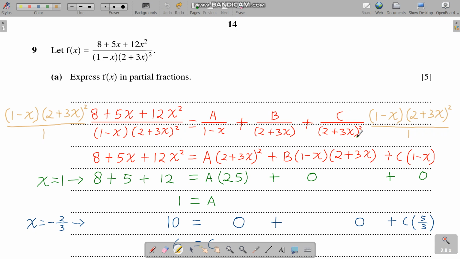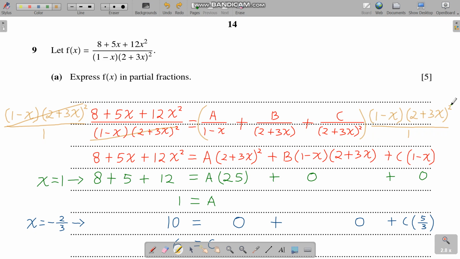The next step is to multiply both sides by the denominator. On the left we cancel out, so we have only the numerator. On the right, for the first term, we cancel out, so we have a times 2 plus 3x all squared. From the second term, we cancel out one power, so we have b times 1 minus x times 2 plus 3x. And for the third term, we cancel out, so we have c times 1 minus x.